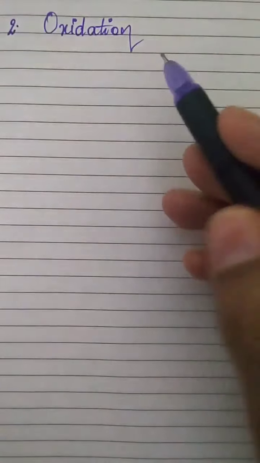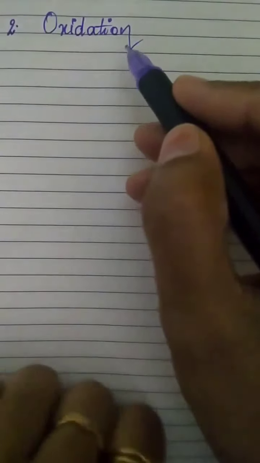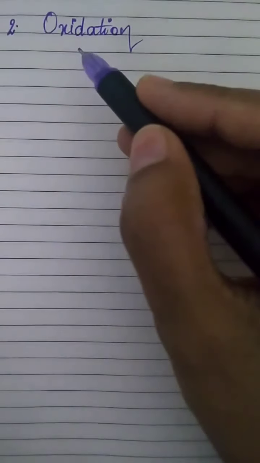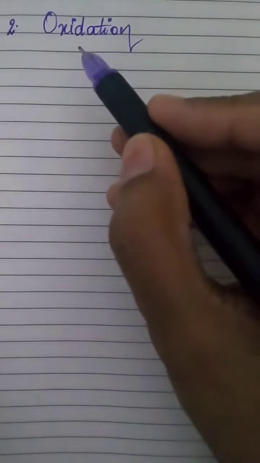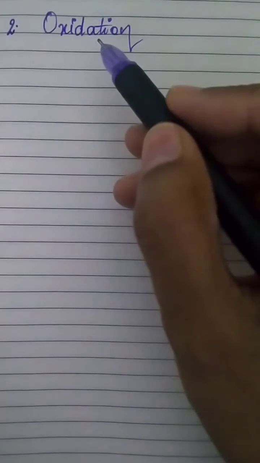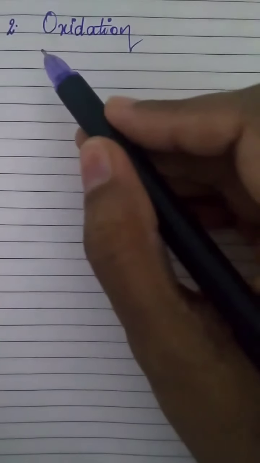The second type of reaction for carbon compounds is oxidation. Oxidation means gain of oxygen. For an oxidation reaction to take place, we need an oxidizing agent, and we had discussed a lot about oxidizing agents in the previous chapter. Oxidizing agent, potassium permanganate, I hope you remember, KMnO4.